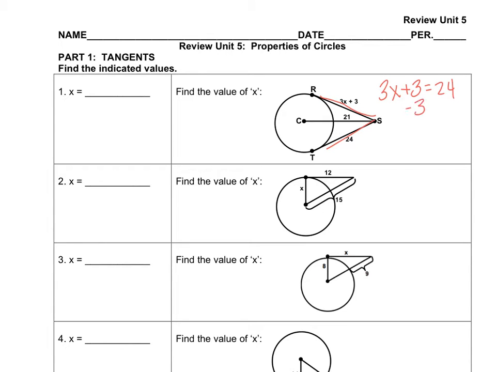Okay, I'm going to subtract 3 on both sides. So we have 3x equals 21. And divide by 3 on both sides, and you're going to get x equals 7. Now when you're going over your test, make sure you know what the question is asking for. This one says find the value of x, so we are good. We found x. We don't have to go back and plug anything in.